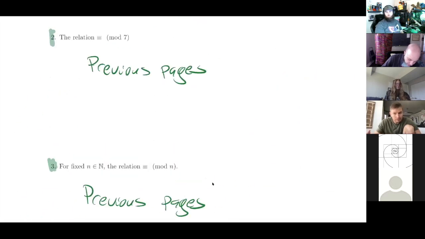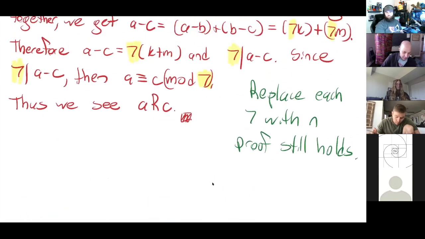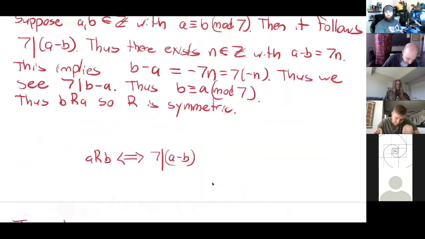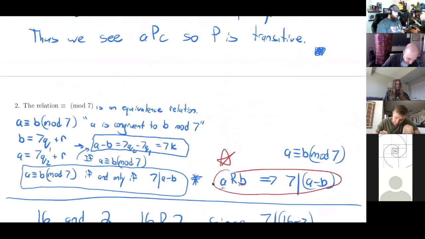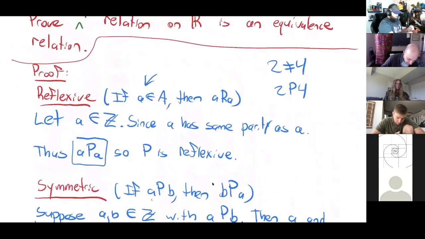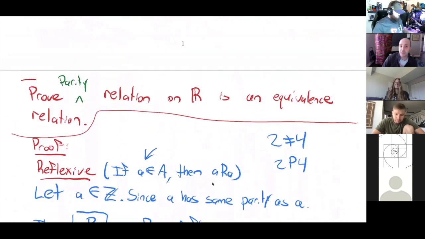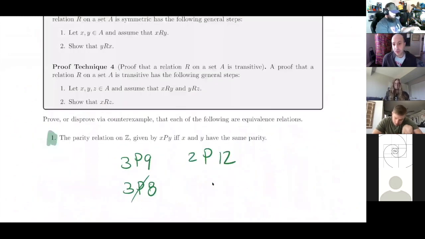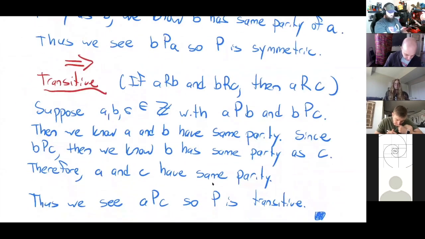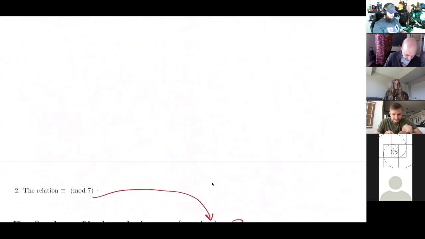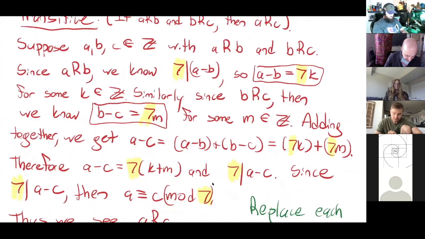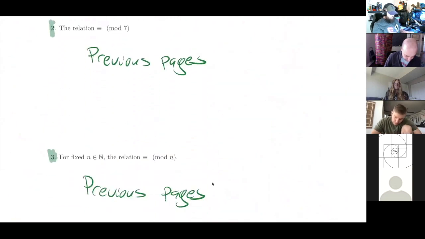So far, we've had things that are in fact equivalence relations. The initial question here is to prove or disprove whether or not these are equivalence relations. If we want to disprove it, we did a bunch of those last time, then we just need to provide a counterexample.